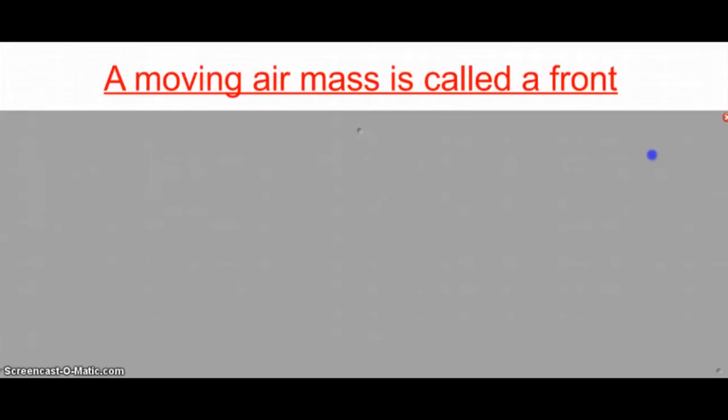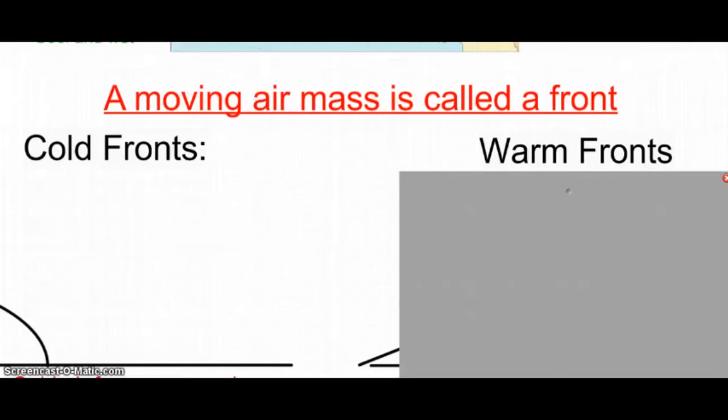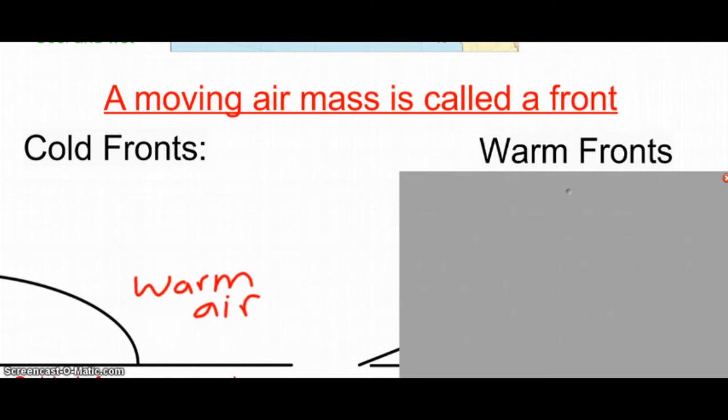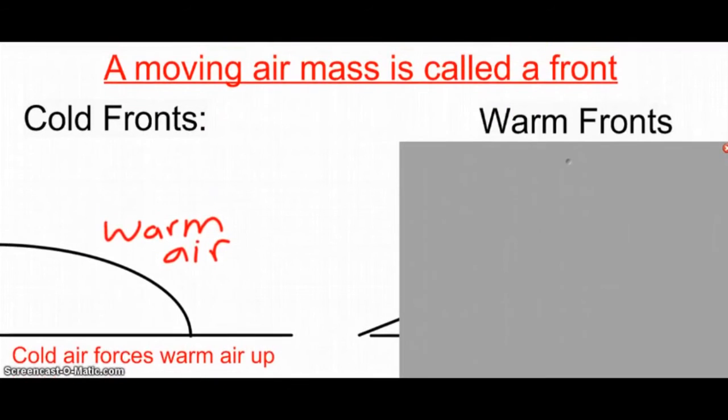Now these air masses don't all stay in the same spot. Believe it or not, they move. A moving air mass is called a front. The two types of fronts we are focusing on are cold fronts and warm fronts. A cold front is a bunch of cold air moving into some warm air. Here's our warm air. Cold air is more dense, and as that cold air moves in, it's going to push this warm air up. Cold air forces warm air up.